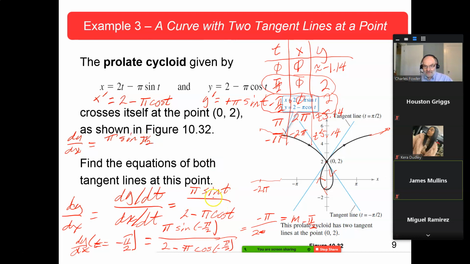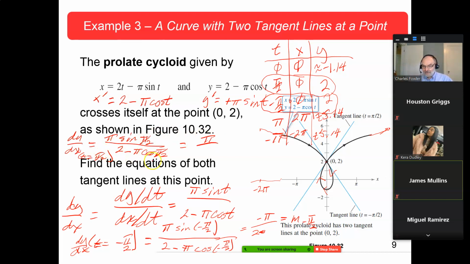Okay, that's from here. Oh, this is when t is equal to pi halves, divided by 2 minus pi times the cosine of pi halves. Well, sine of pi halves is 1, so that's just going to be a pi up top.